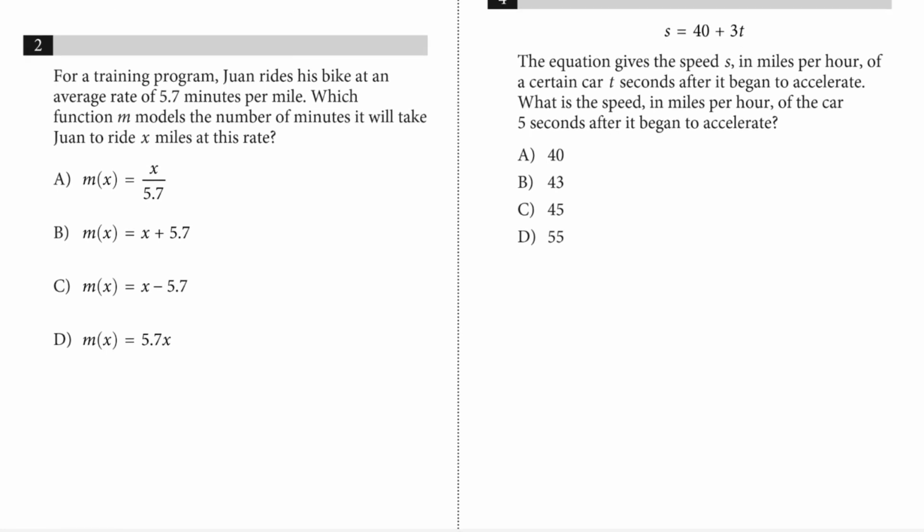For a training program, Juan rides his bike at an average rate of 5.7 minutes per mile. Which function M models the number of minutes it will take Juan to ride M miles at this rate?